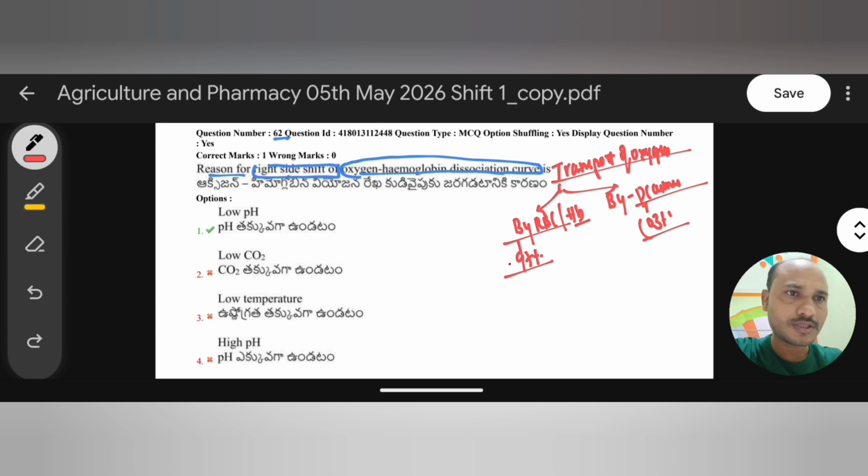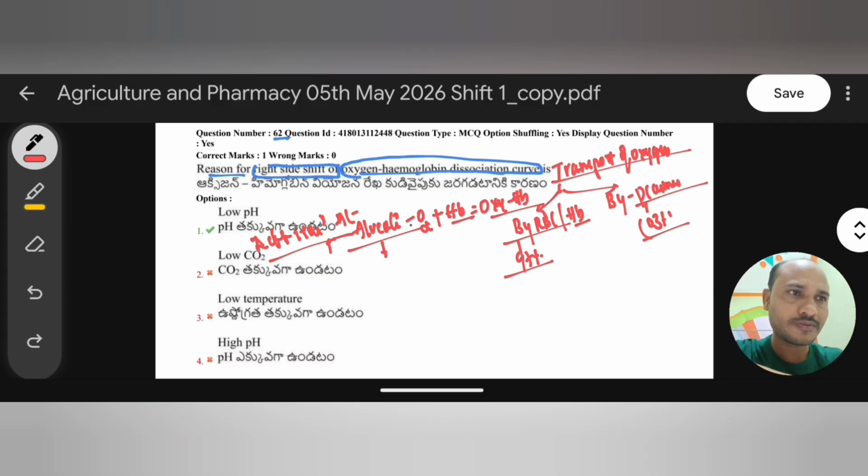Generally, how does this transport by RBC occur? See here, on the left side, we know that at the alveoli oxygen associates with hemoglobin, then it forms oxyhemoglobin, meaning the oxyhemoglobin association curve will be formed at the alveoli, that is on the left side. So what is the condition which favors this formation of oxyhemoglobin at the left side, at the alveoli region? Very important. Why?